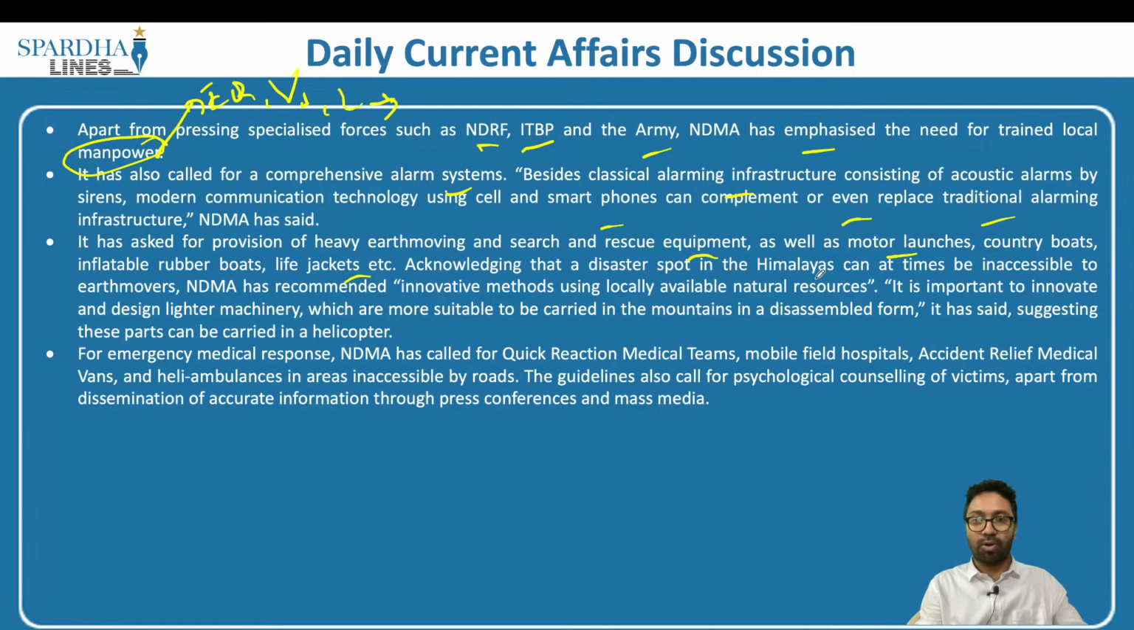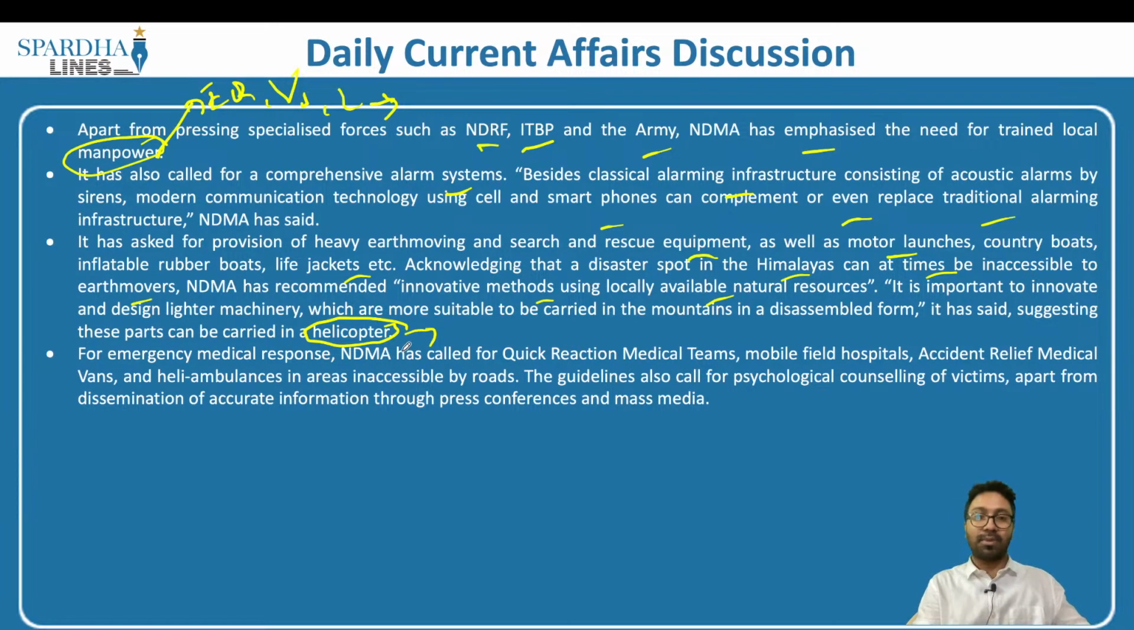Acknowledging that disaster spots in the Himalayas can at times be inaccessible to earth movers, NDMA has recommended innovative methods using available natural resources. In fact, they've also suggested that helicopters can be employed to move people from one location to another, because in the Himalayan region, sometimes because of these landslides, we would not be able to control this particular region.